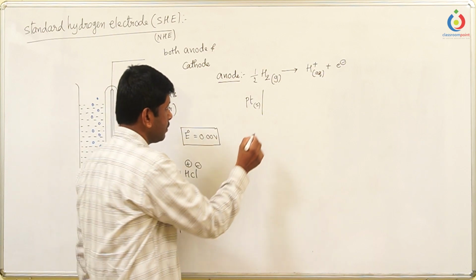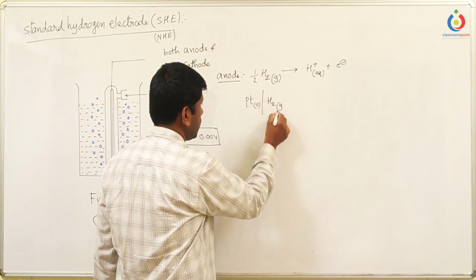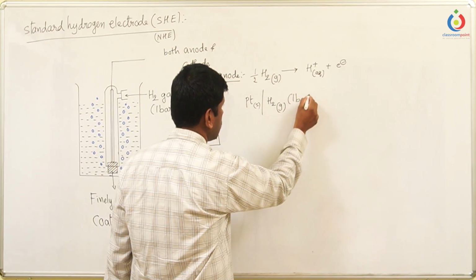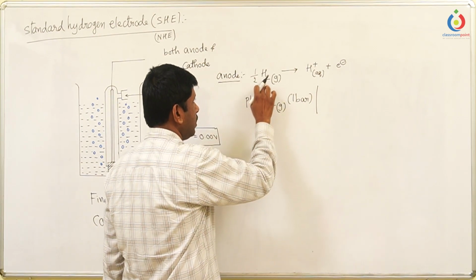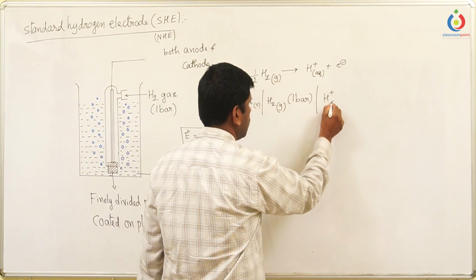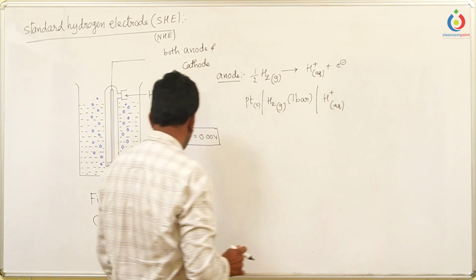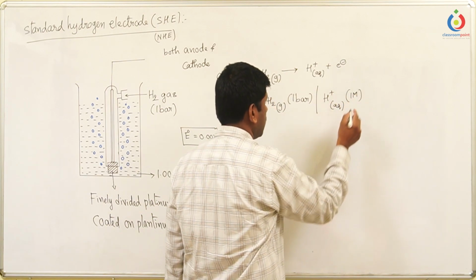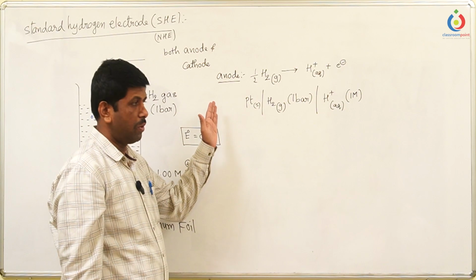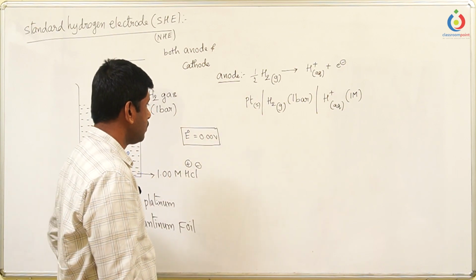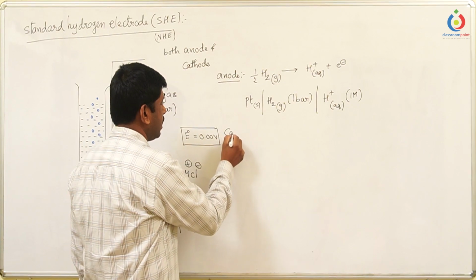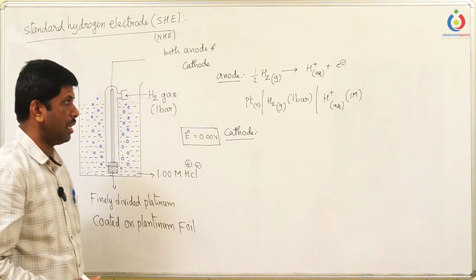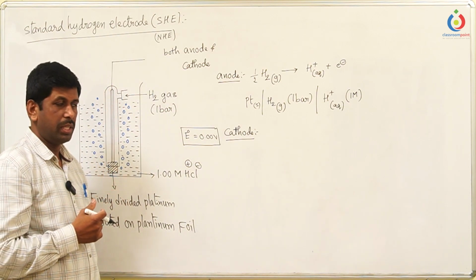Next, hydrogen gas. In the gaseous state, its pressure is 1 bar. Next, hydrogen gas is changed to the H plus ion. In aqueous state, the H plus ion concentration is 1 molar. So this is the representation of the standard hydrogen electrode when it is acting as anode, where the oxidation reaction takes place. Now let us see if it functions as cathode, how the reaction takes place and how the cell is to be represented.